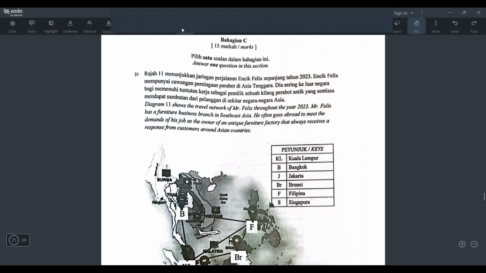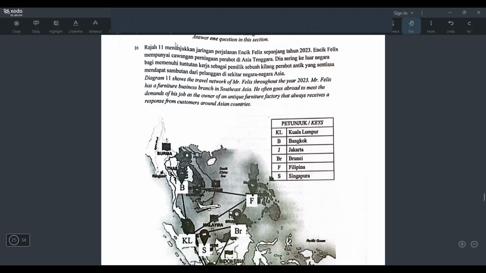Okay. Now we are going to section C. Section C, they say choose one question, right? Okay, but I will do both, right? So number 16, let's read. Diagram 11 shows the travel network of Mr. Felix. Stray Kids. Okay, joking. Shows the travel network of Mr. Felix throughout the year 2023.